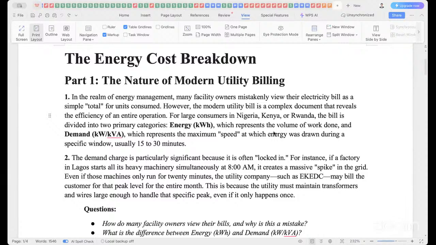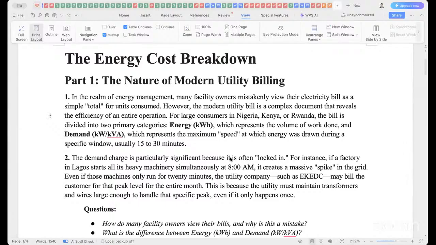The way most facilities look at their bills these days. Okay, now let me give this example. Imagine you have a solar, okay, we have someone, let's see. Okay, let's hear from Gabriel. Okay, Gabriel, yeah, thank you very much.